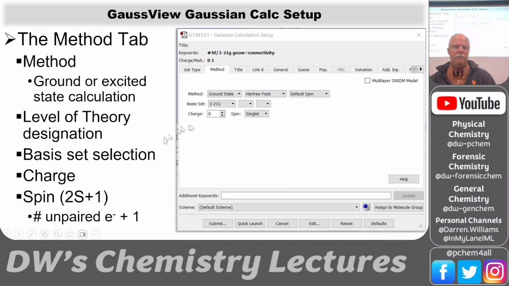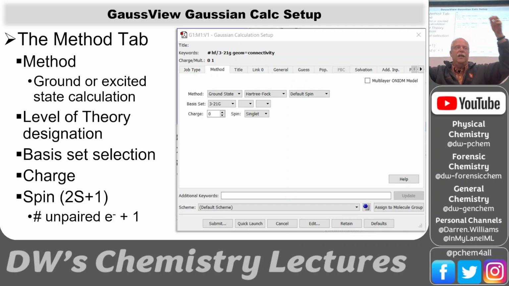So on the method tab, we have to pick ground or excited state. All of your calculations are going to be on the ground state. Excited state calculations are pretty tricky. Gaussian's searching for minima, and so when you try to keep a molecule in the maximum with respect to some electronic portion of its electron cloud and minimize all the bond lengths and so on, a lot of times it drops down to the global minimum, and we don't want that.